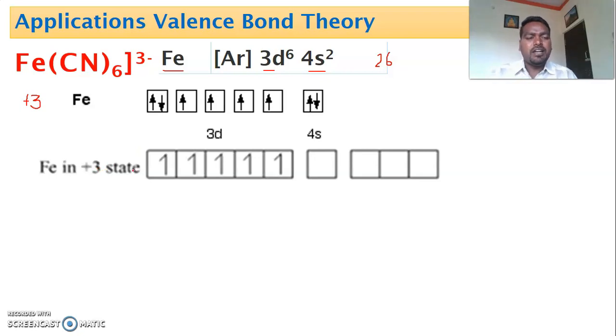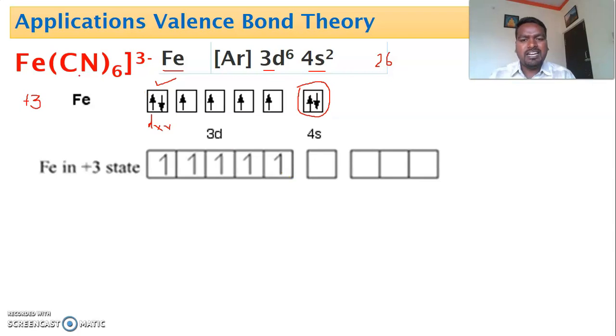In order to become +3, it must lose 3 electrons, that is 2 electrons from the 4s orbital and 1 from the d6 orbital, that is 1 from the dxy orbital. So this is removed and it becomes a d5 system. Before it was a d6 system, after losing 3 electrons it becomes d5. So in +3 there are 5 electrons. In +2 we found 4 unpaired electrons, but here there are 5 unpaired electrons.